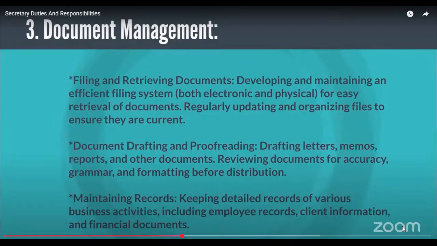Reviewing documents for accuracy, grammar, and formatting before distribution. Formatting is very, very important. If you can recall in your emails, I have spoken a bit about that, formatting is very important, like capitals where there should be capitals, and where things should be in bold. Before distribution means that you are going to send it across to the people who need to read it. Maintaining records.